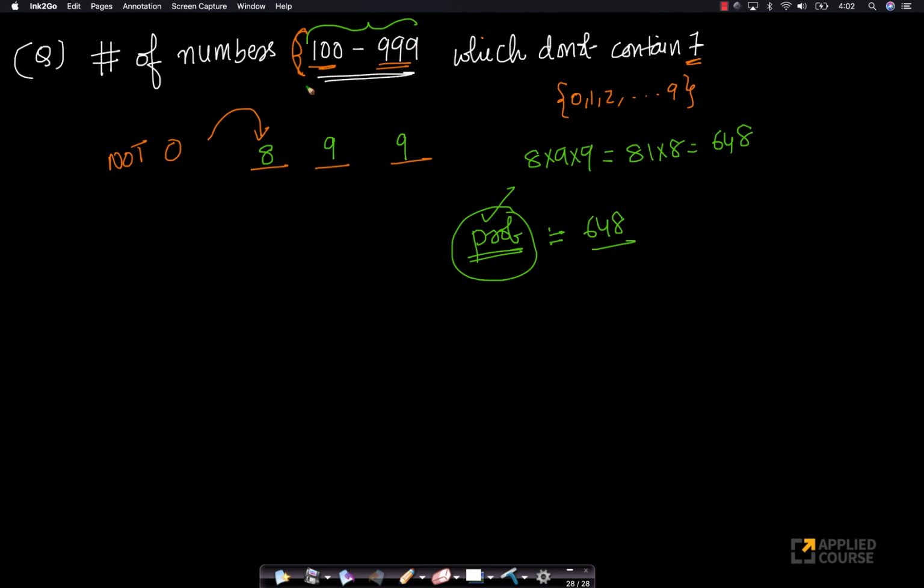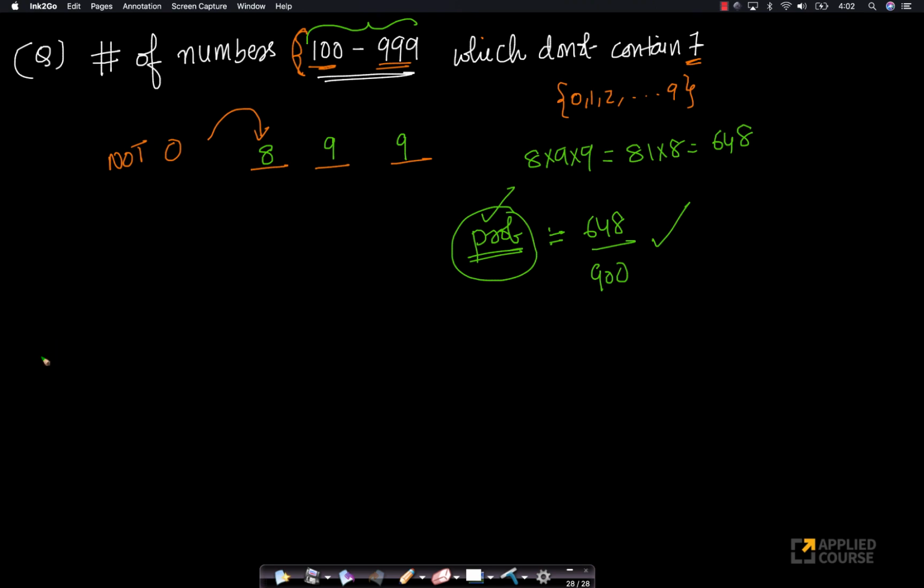Look at this. There are 900 numbers here. Some people may get confused and say that there are 899 numbers. No, it also includes 100, right? So there are a total of 900 numbers. So the probability of randomly picking up a 3-digit number which does not contain 7 is 648 by 900. Again, this is something which is useful in probability, right?